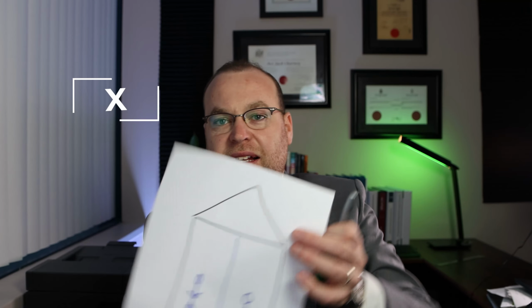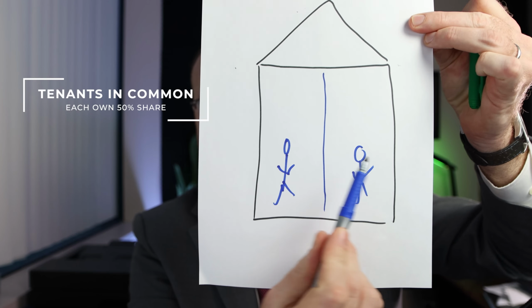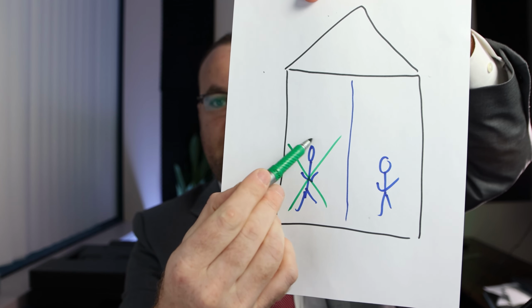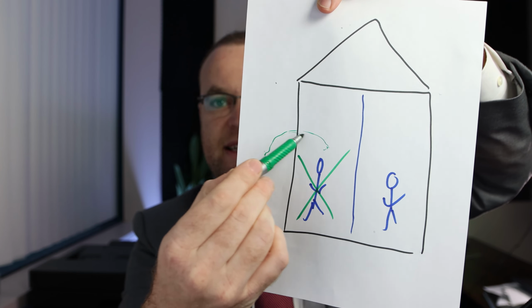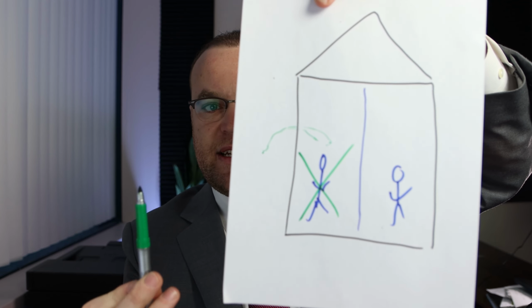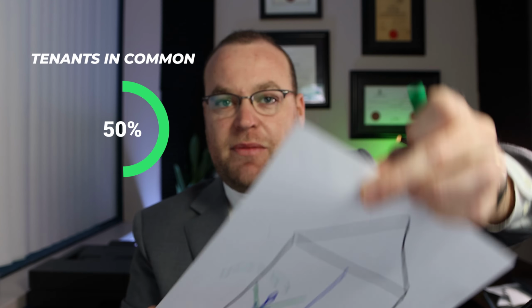With tenants in common, however, the situation is a little bit different. These are tenants in common. Tenants in common each own a 50% share. When one of the tenants in common passes away, their 50% share goes to their estate according to their will or the laws of intestacy. The remaining owner continues to own their 50% share.